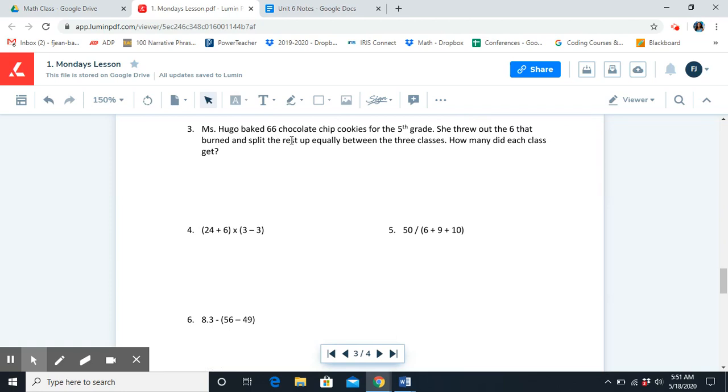Miss Hugo baked 66 chocolate chip cookies for the 5th grade. She threw out the 6 that burned and split the rest up equally between the 3 classes. How many did each class get? So we have 66 subtracted by 6 in parentheses.